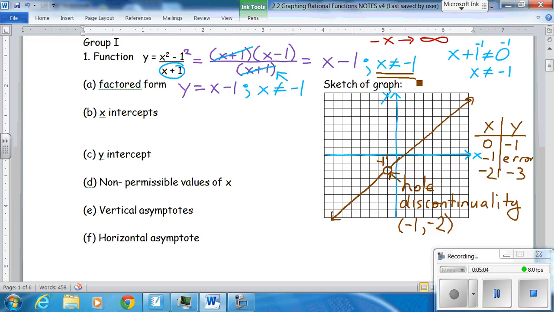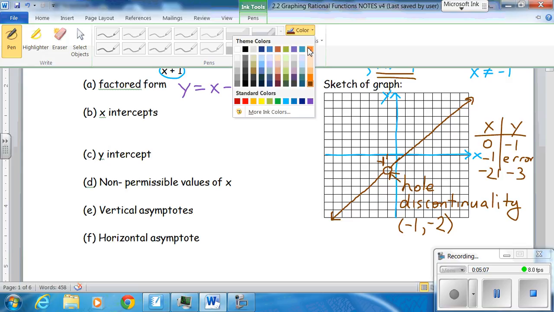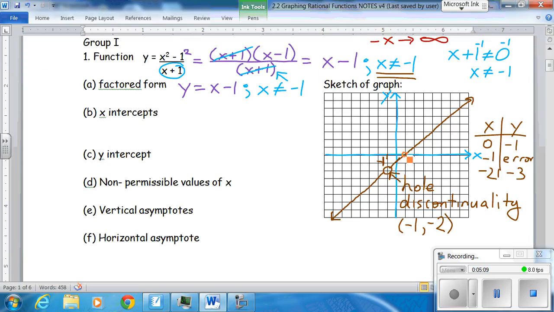Okay, going on, my x-intercept from my graph, sorry, I should say x equals plus 1. Now my y-intercept, y equals minus 1. Non-permissible values of x: x cannot equal minus 1.